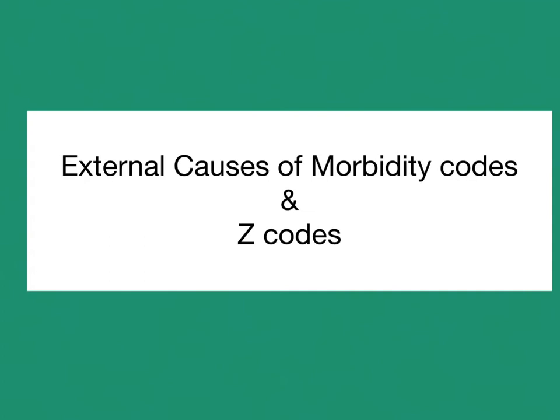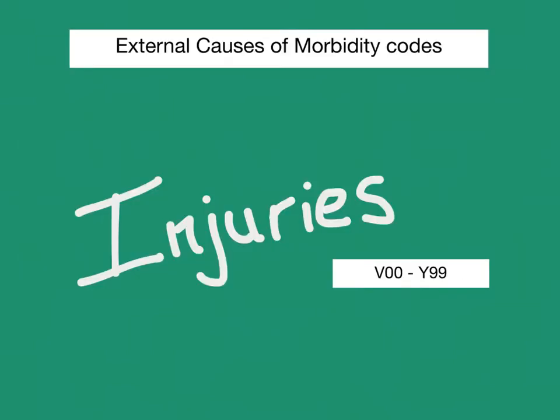This week we will review external causes of morbidity codes and Z codes. So let's go ahead and take a closer look. External causes of morbidity codes. These types of codes allow the classification of environmental events or circumstances surrounding injuries. They are providing supplemental information about injuries.